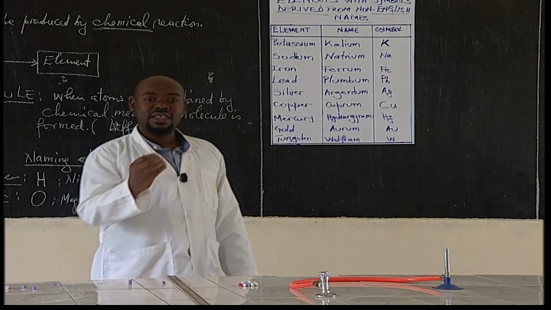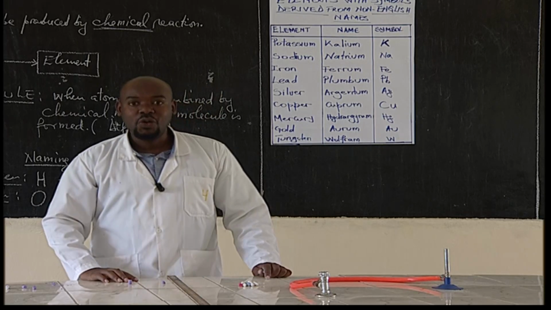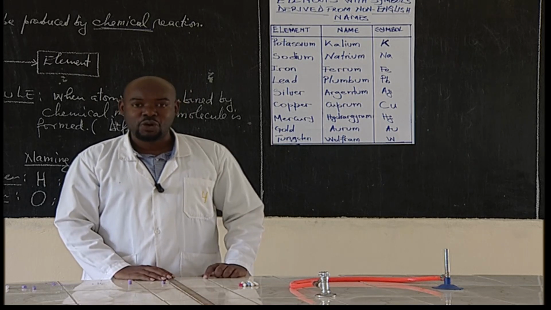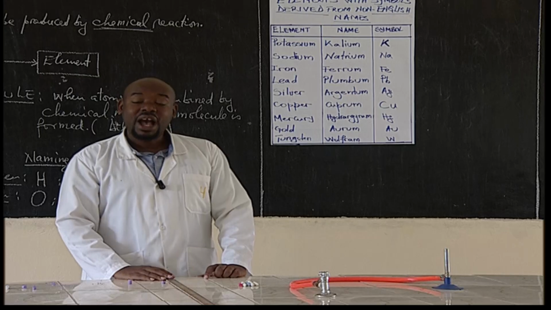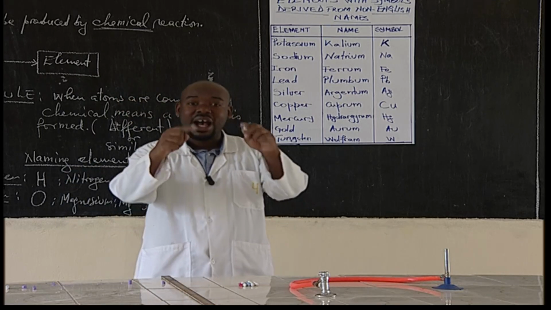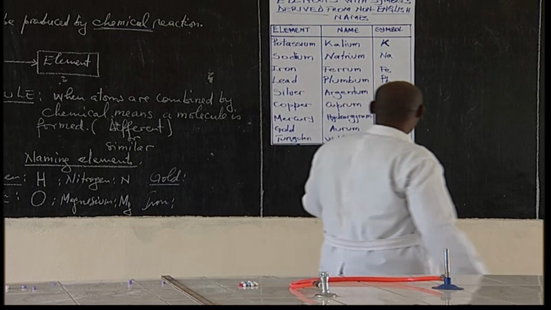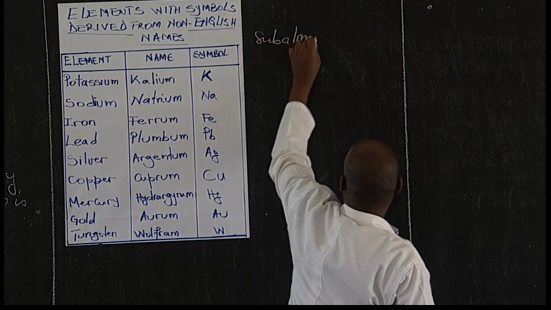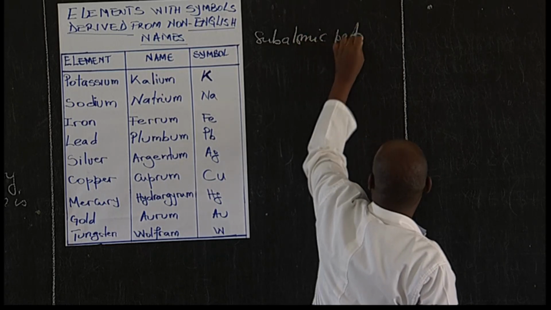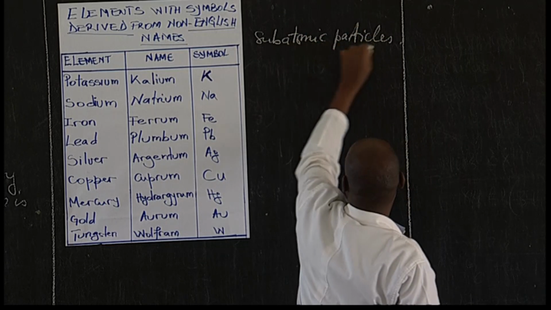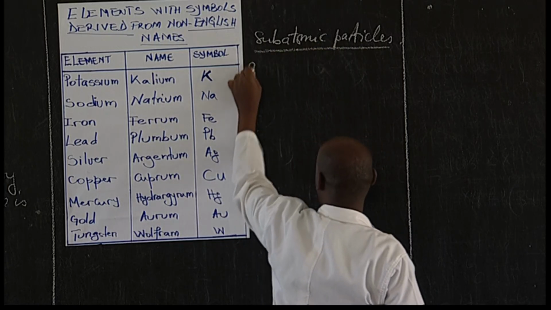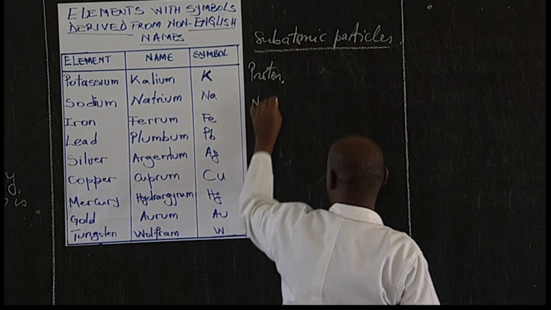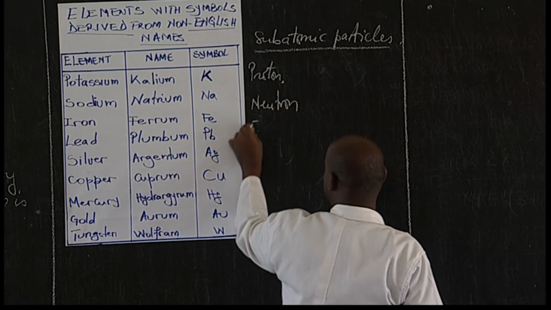Now, what are the components of an atom? We said that the atom is the smallest particle of an element. But actually, it is also composed of other particles, the subatomic particles, which are known: we have a proton, we have a neutron, and an electron.